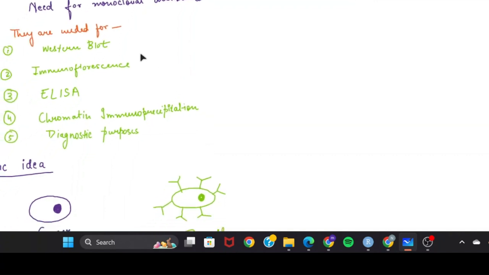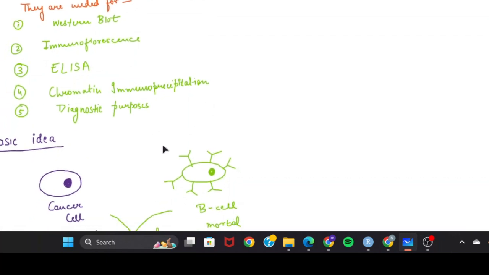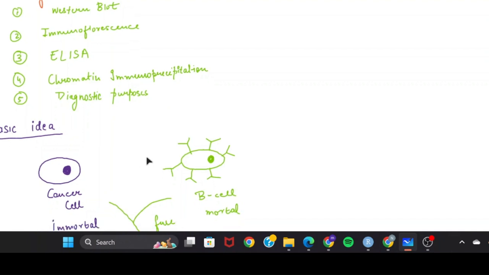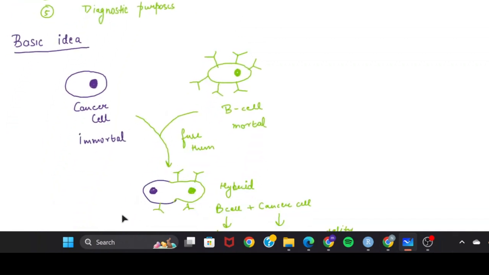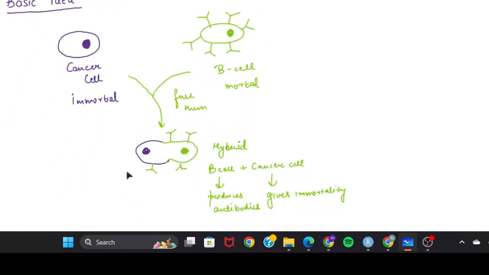So they can be used for Western blot, immunofluorescence, ELISA, chromatin immunoprecipitation, and for other diagnostic purposes. Now, what is the basic idea behind this technology and how do we produce the monoclonal antibodies? So we basically have a cancer cell which is immortal, and we have a normal B cell which produces the antibody. Now, we want to make a cell which can produce antibody till the time we want.